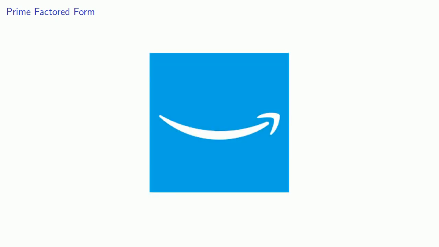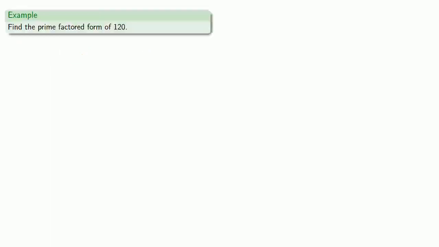One of the common uses of exponents is to write a number in what's called prime factored form. No, that's not something you order online. What this goes back to is that we can always write a whole number as a product of primes. But there may be a lot of primes involved, so to keep the product from being too messy, we can write our product using exponents. So, for example, let's find the prime factored form of 120.